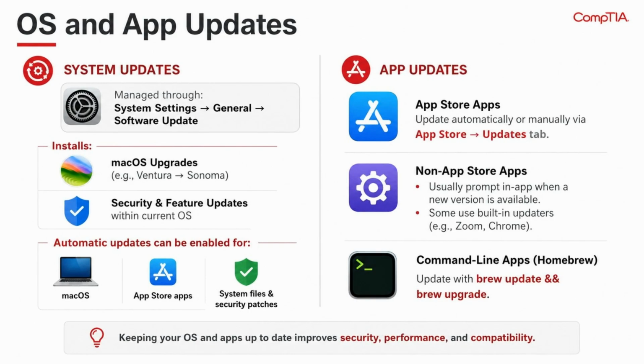System updates are managed through System Settings, General, Software Update, covering both full macOS upgrades and security or feature updates within the current OS. Automatic updates can cover macOS itself, App Store apps, and system files and security patches. App Store apps update automatically or manually through the Updates tab. Non-App Store apps usually prompt in-app when a new version is available, and some use built-in updaters like Zoom or Chrome. Command line apps installed via Homebrew update with brew update and brew upgrade.